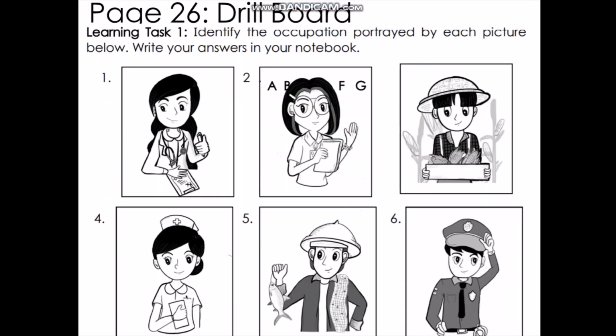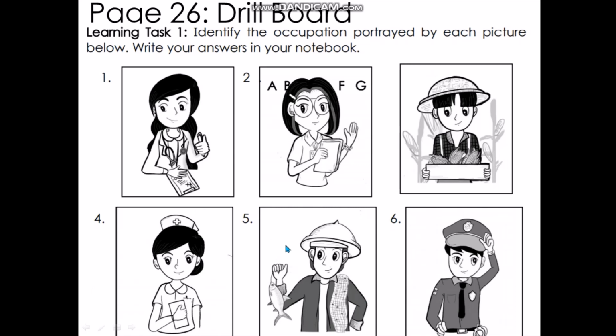So now let's do page 26 in your drill board. This is learning task 1. You need to identify the occupation or the job portrayed by each picture below. You need to write your answers in your drill board. So let's answer from 1 to 6. For number 1, look at the picture. What do you think is the occupation of this person? Number 2, look at the picture. Number 3. Number 4.